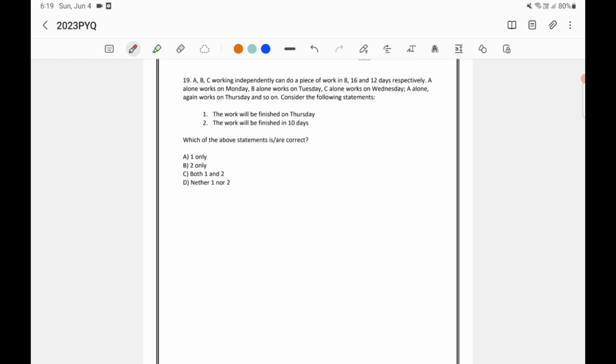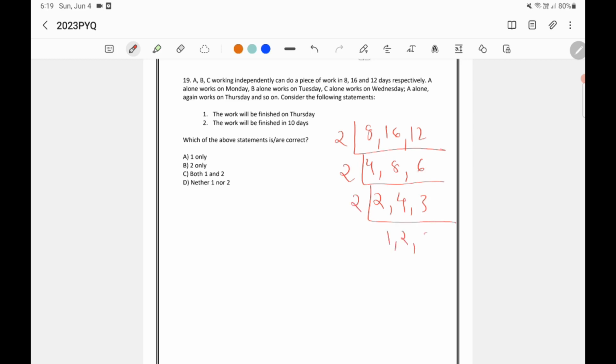In this type of question, work and time questions, it's actually very easy if you use the LCM method. So here we first need to find the LCM of 8, 16, and 12. So 2, 4, 8, 6, again 2, 2, 4, 3, again 2, 1, 2, 3. So the LCM is 2 into 2, 4 into 2, 8 into 2, 16 into 3, 48. So LCM is equal to 48. I'll assume total work is equal to 48. We need to finish 48 work in order to finish the job.